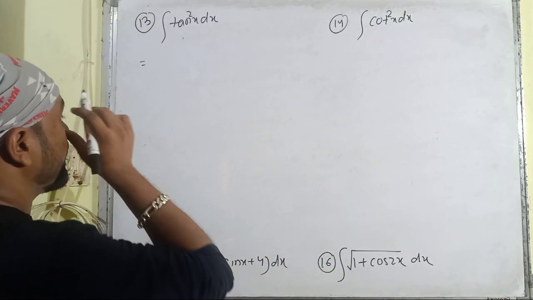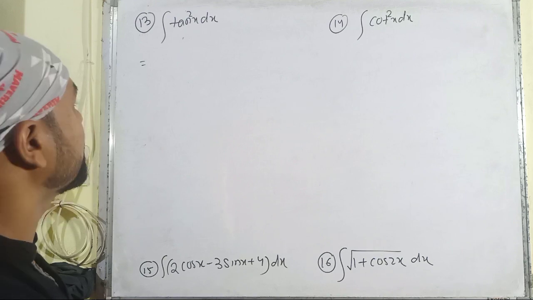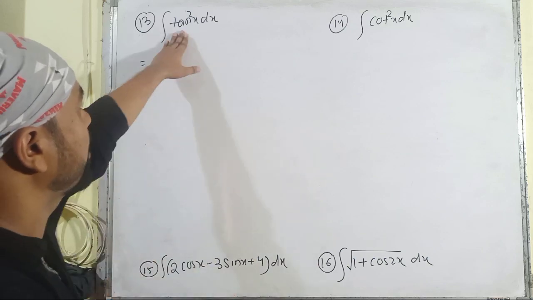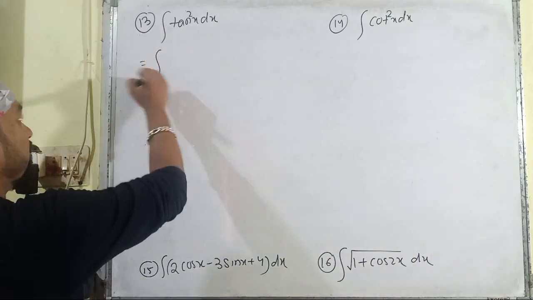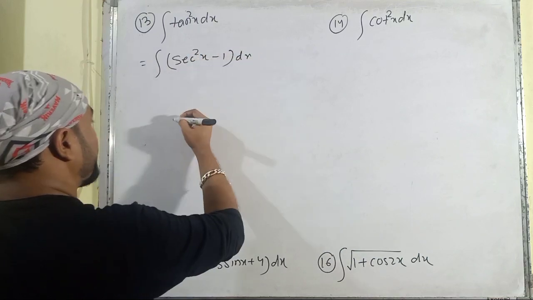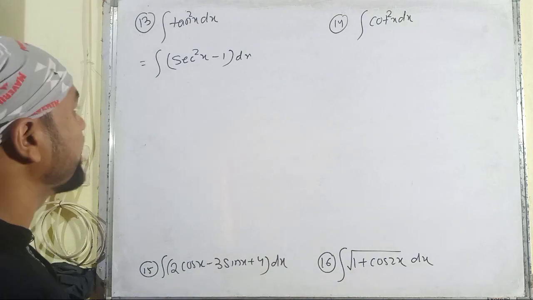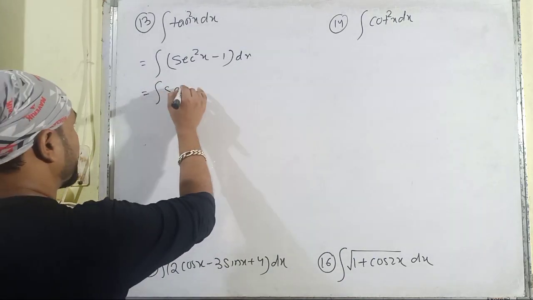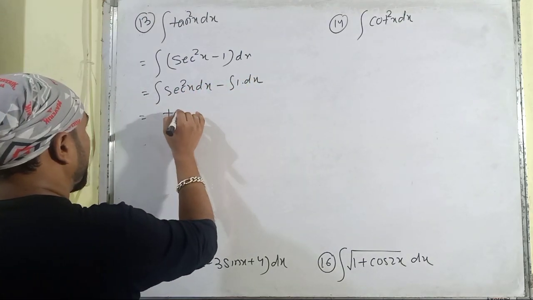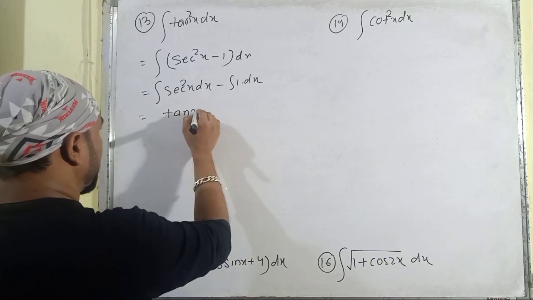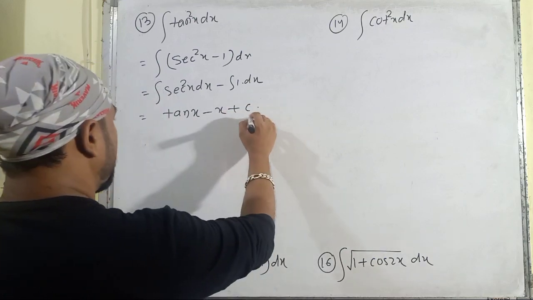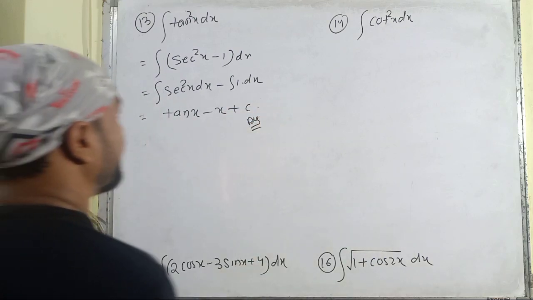It is given that we have to integrate tan^2 x with respect to x, but it is impossible to find the direct value of the integral of tan^2 x. So first of all we have to convert tan^2 x into another form. The value of tan^2 x is sec^2 x minus 1. Now from here, by applying the algebra of integration, we can integrate this function. So the integral of sec^2 x dx minus the integral of 1 dx. The integral of sec^2 x dx is tan x, minus the integral of 1 dx is x, plus any constant c. And this is the answer for problem number 13.